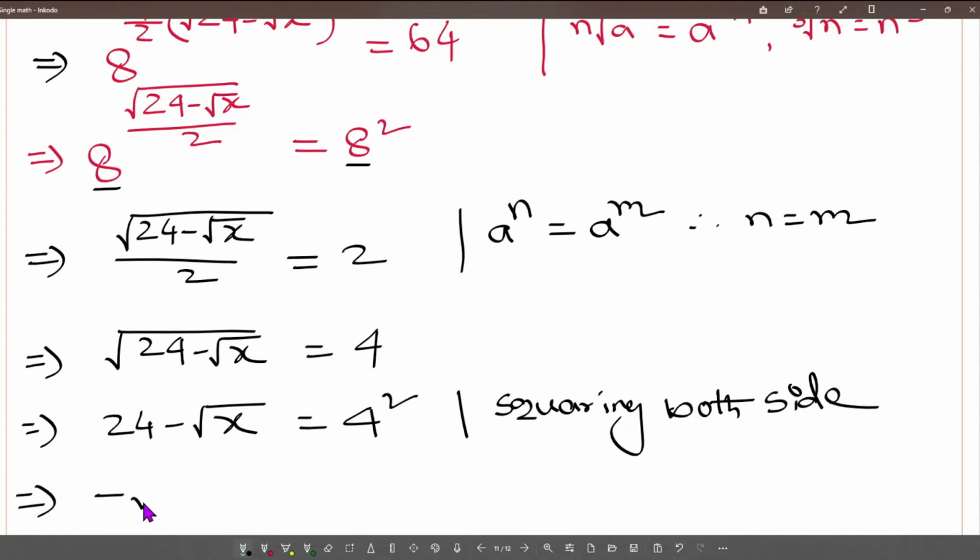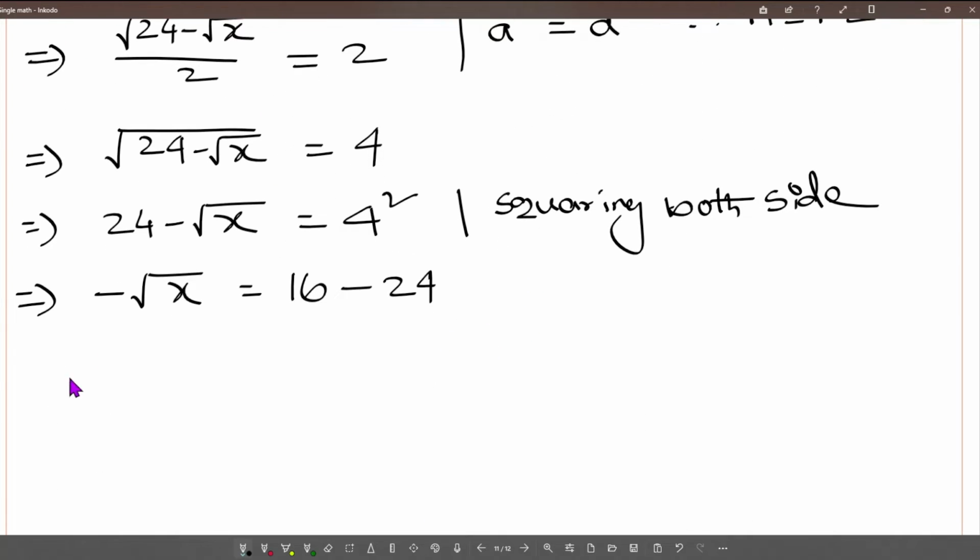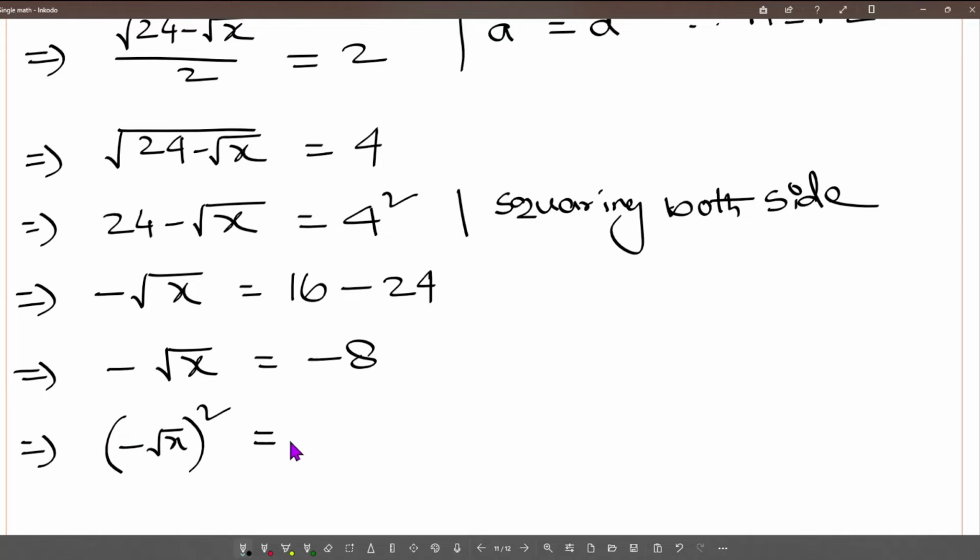Then minus root x equals, here is 16, and this 24 we can change to the right side. So here is minus 24, right? Then here is minus root x equals minus 8. Again we can square both sides. So minus root x square equals minus 8 square. Okay, we can write squaring both sides.